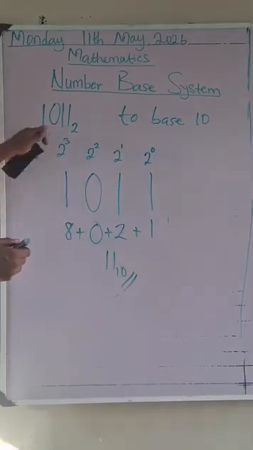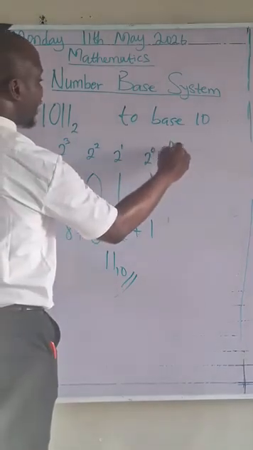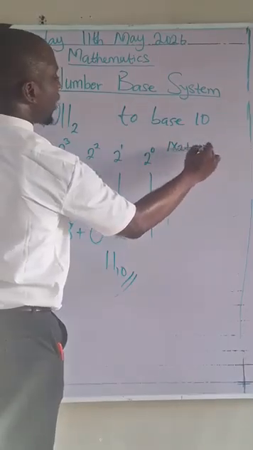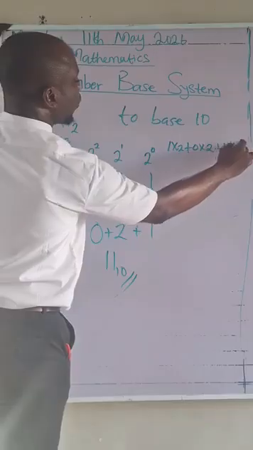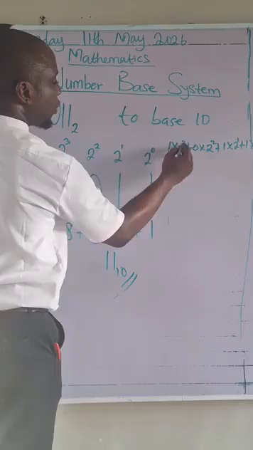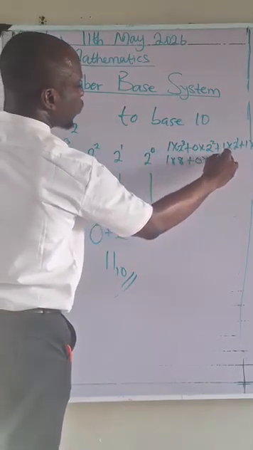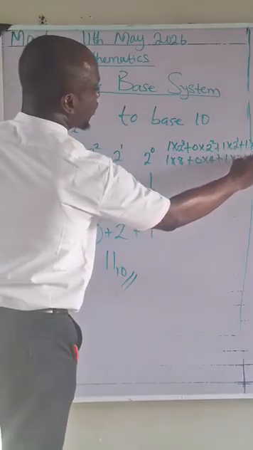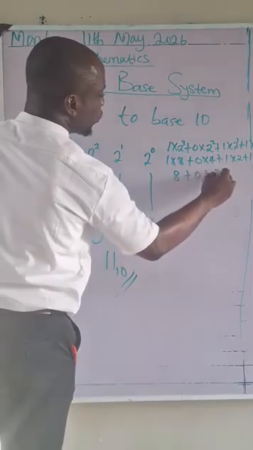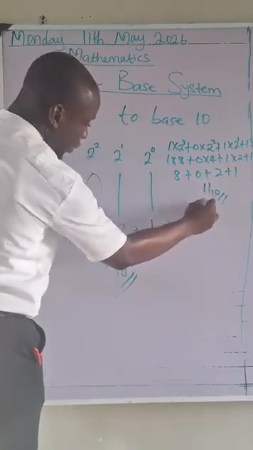Now let us use that expansion notation to see this. The expansion notation gives me 1 times 2 cubed plus 0 times 2 squared plus 1 times 2 to the 1 plus 1 times 2 to the 0. This becomes 1 times 8 plus 0 times 4 plus 1 times 2 plus 1 times 1. This becomes 8 plus 0 plus 2 plus 1. So this plus this is 10 plus 1 is 11 base 10. Have you seen it now?